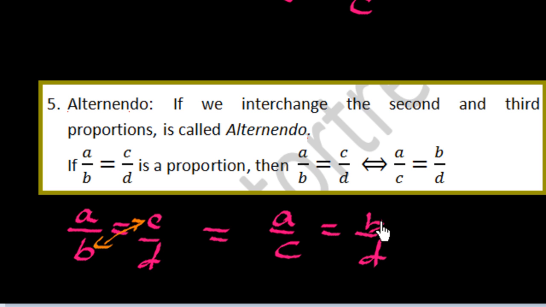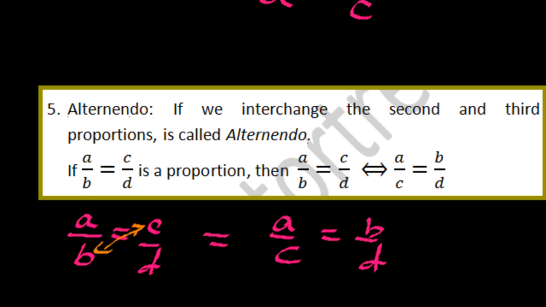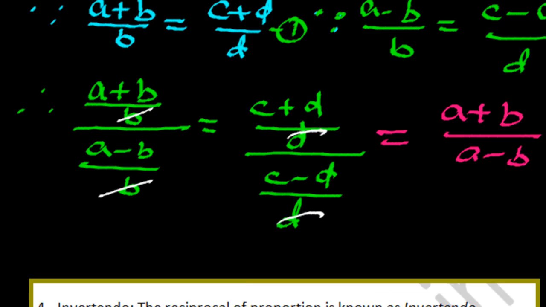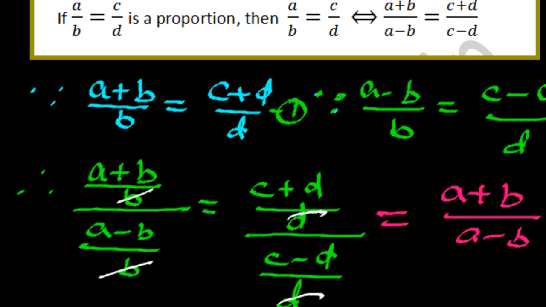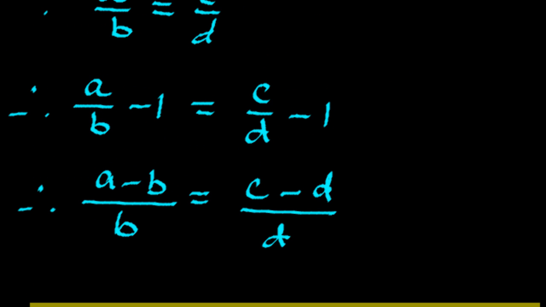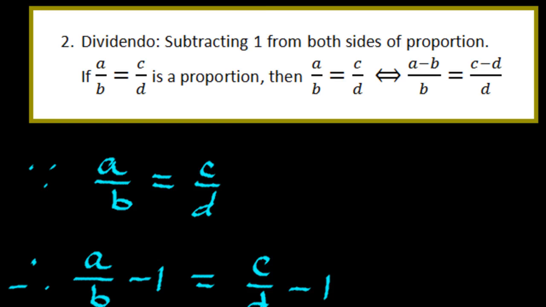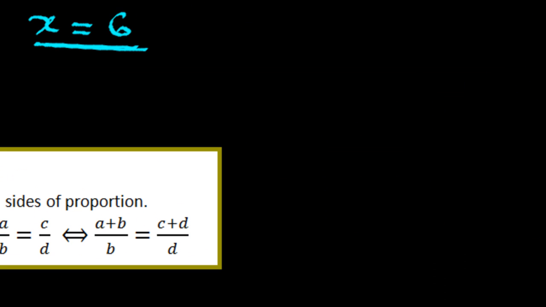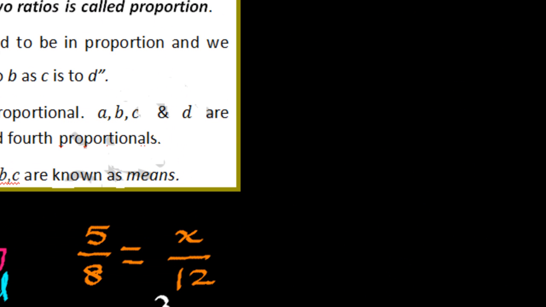So these are all the rules of proportion we have studied. We have studied the componendo, dividendo, then invertendo and alternando. These rules we have studied. We have studied about the proportional, the extremes and means, and the continuous proportion in this session.